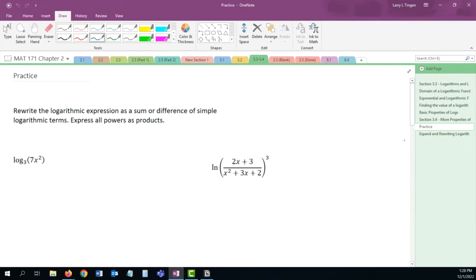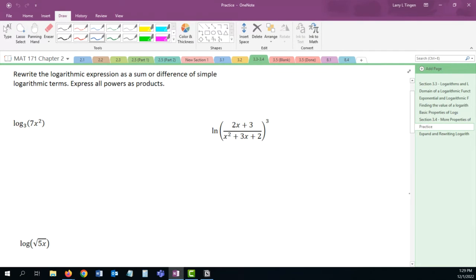All right. So I'm asked to rewrite the logarithmic expression as a sum or difference of simple logarithmic terms, express all the powers as products. We can do that. That's easy enough. Log base 3 of 7x squared. All right. Now this one starts out easy, and that's what we want.